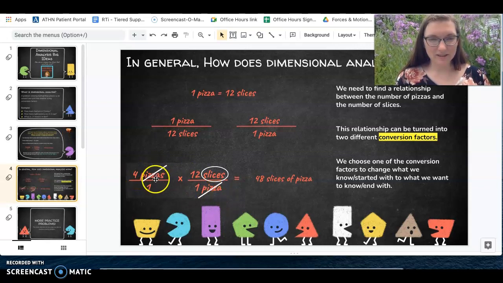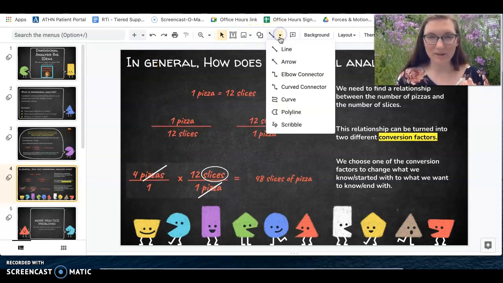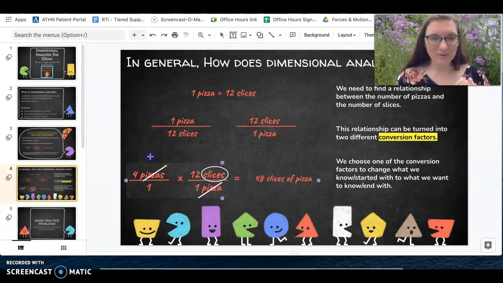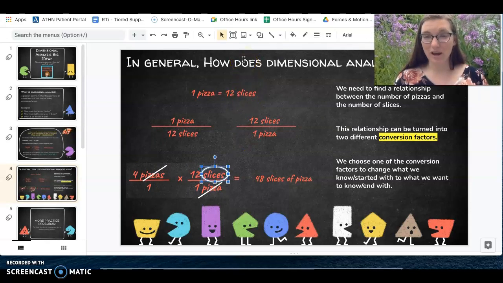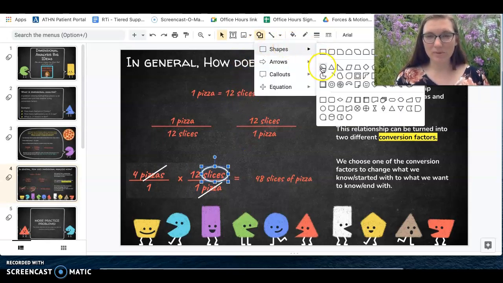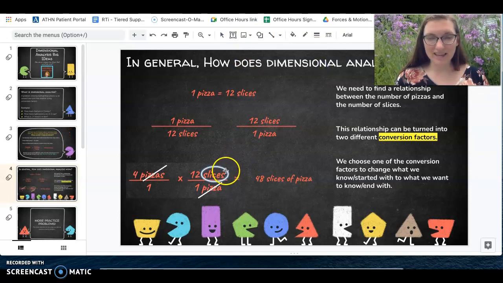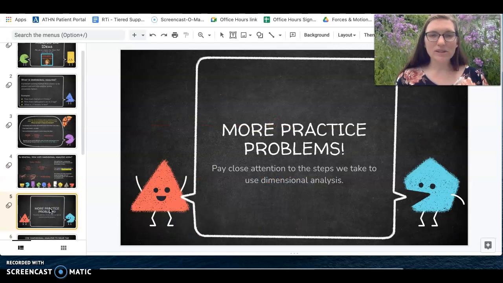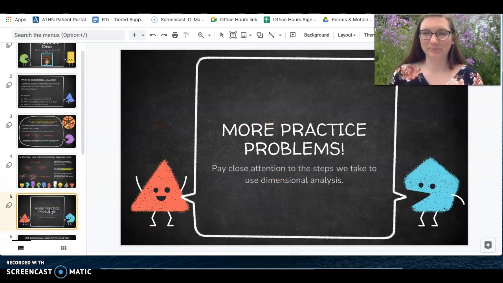4 pizzas. Pizzas cancel out, and it's really useful to use these canceler outers, which is really just a line. I can go up here and say line, and that will give me a line to cancel out with. And then using a circle to show me that that's the unit that I want to keep. So shapes, circle, and that's really useful for that. So pizza is taken care of, and now I'm left with slices, 48 slices. Okay, so let's do some practice problems about this.